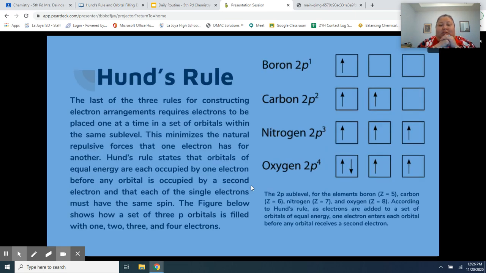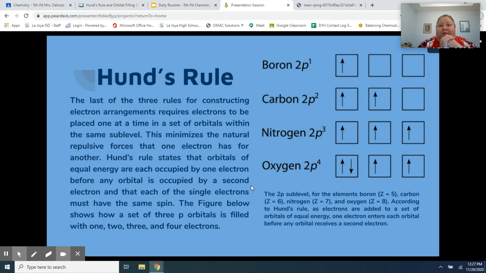Hund's rule is the beginning of our discussion today. This is the last of the 3 rules for constructing electron arrangements, and it requires electrons to be placed one at a time in a set of orbitals within the same sublevels. So which sublevels are we talking about? We're talking about P, D, and F orbitals, because those 3 types of orbitals or sublevels have more than one version of itself.